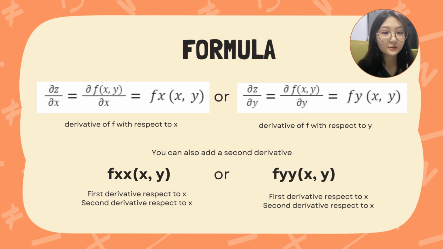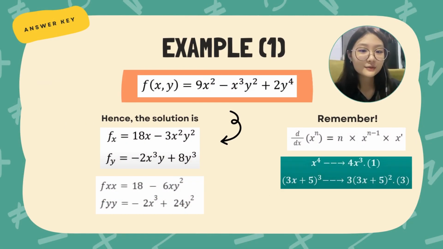So what you need to do with the formula is basically find the derivative with respect to x or y, and you keep developing on that if you want to find the second derivative. Okay, so let's move on to the first example we have, which is f(x,y) equals 9x squared minus x cubed y squared plus 2y to the power of 4.